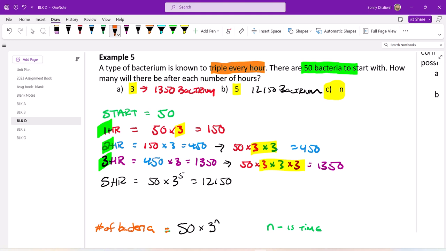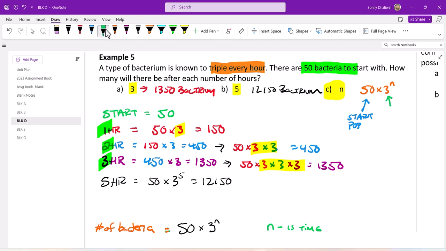So that's basically it, right? At this point, if somebody puts it out there, you can sort of understand it. So our general formula is 50 times 3 exponent n. So 50 is our start population.